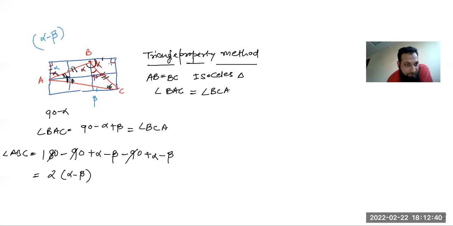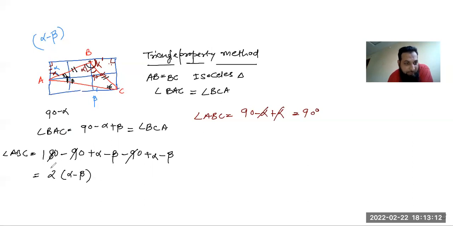Because this is a transversal and it is making an angle of alpha with this line, which is also a line parallel to this. Since it is a transversal, this angle is equal to this angle. So this is also an alpha angle. So this whole angle, angle ABC, is also equal to 90 minus alpha plus alpha. Alpha alpha cancel out. So it is 90 degrees, which implies triangle ABC is a right angle triangle. So this is a 90 degree triangle.